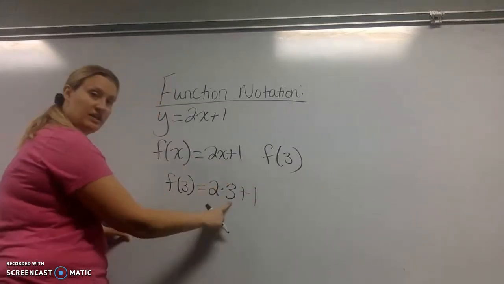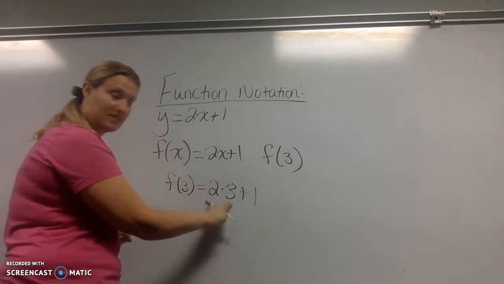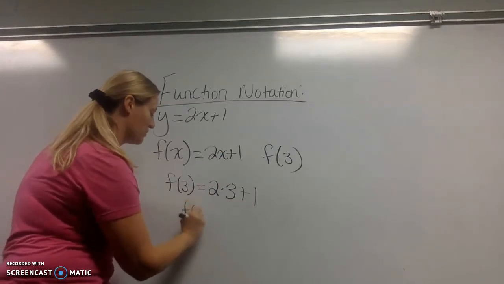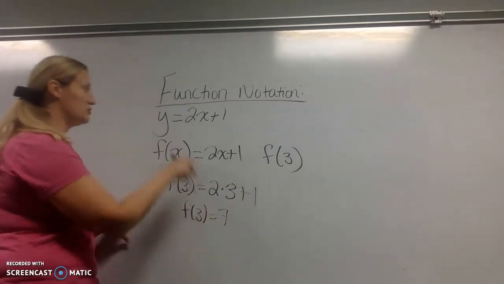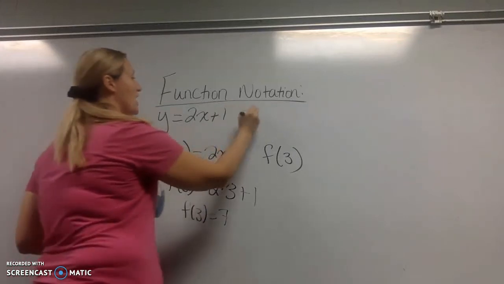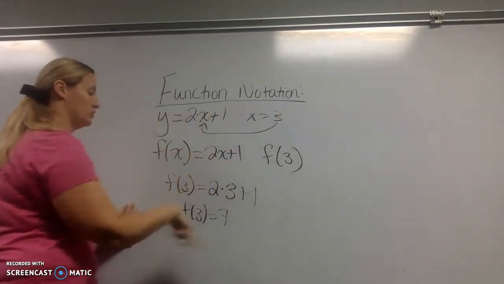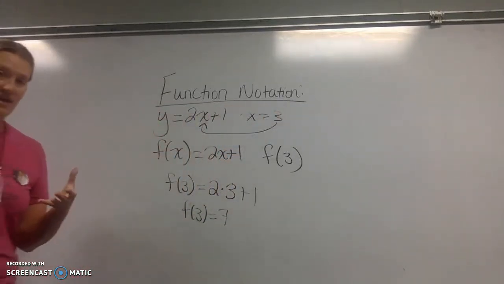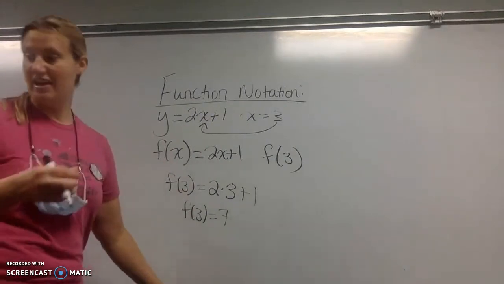So 2 times 3 is 6. 6 plus 1 is 7. So f of 3 is 7. This would be no different than saying find y when x is 3. They just want you to plug in and find what y is. So that's all that is.